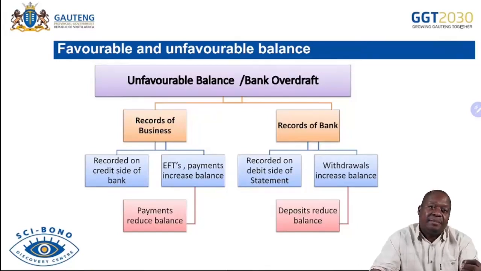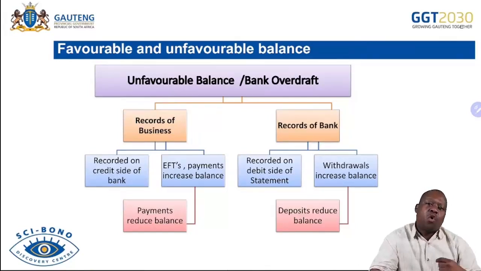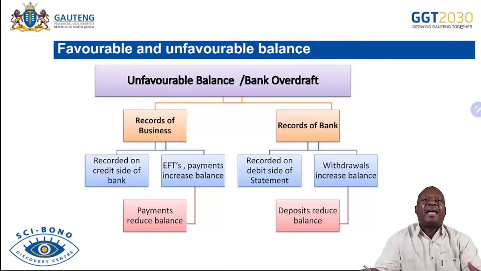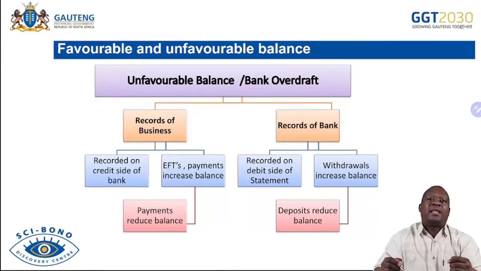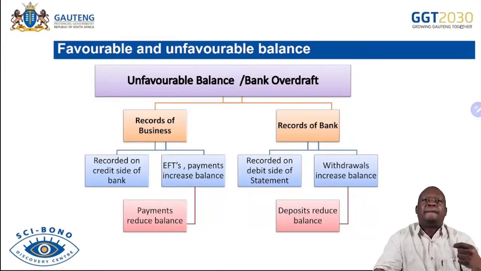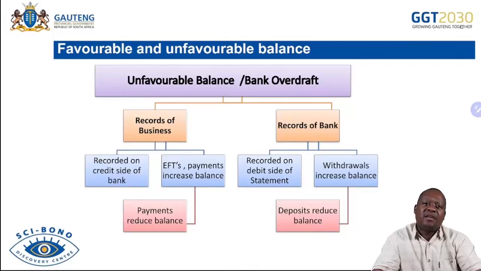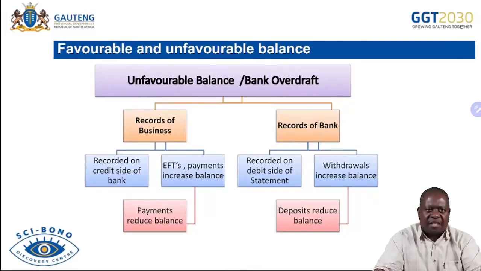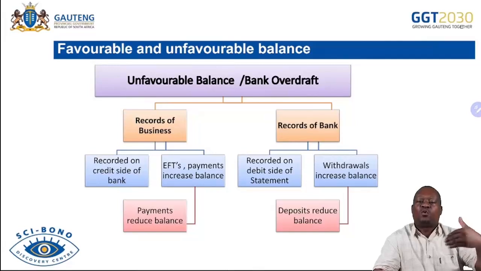And when that happens, they can go to the bank and make an arrangement. The arrangement allows the business to withdraw more money than they have deposited in the account. And when that happens, we call it a bank overdraft. Now, that is an unfavorable balance. So instead of your balance going to 0 and becoming not functional, it allows you to go to minus.